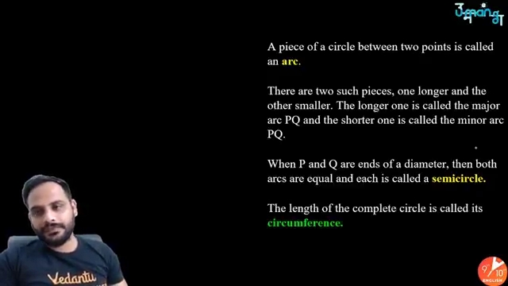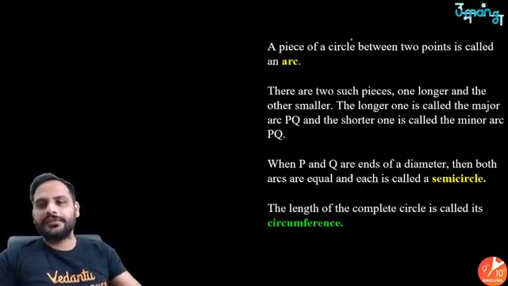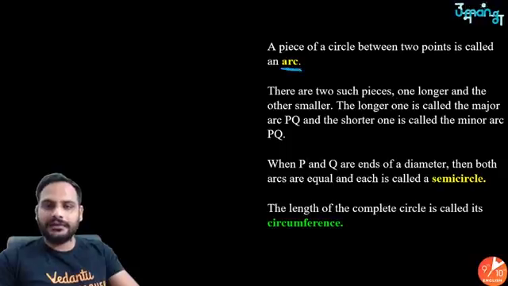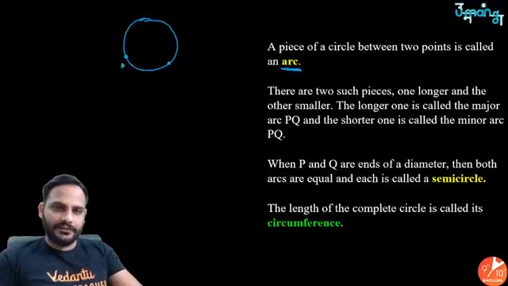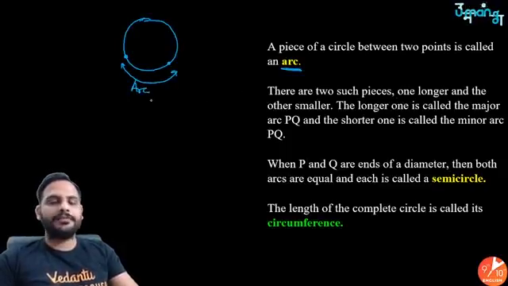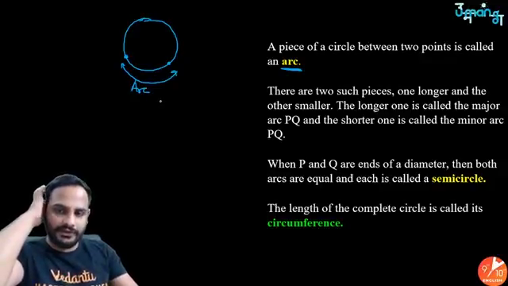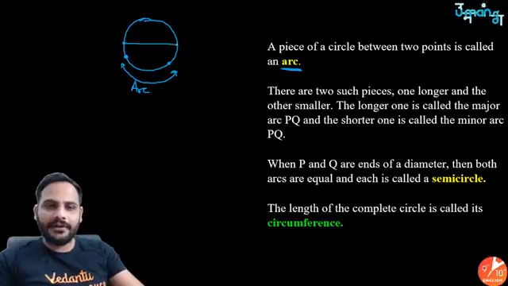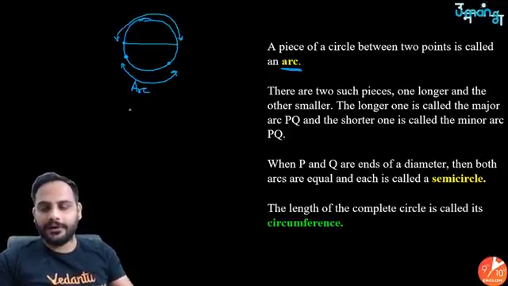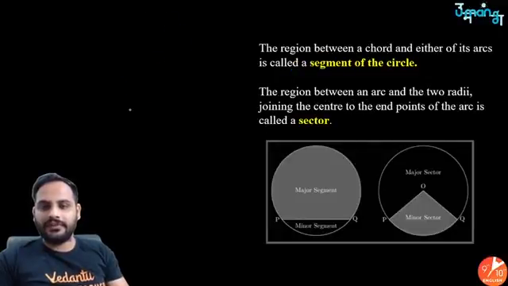Okay, then a piece of a circle between 2 points is called an arc. Suppose we have a circle, and this point and this point I take, then this thing is called an arc. So an arc is part of a circle, part of the circumference. Semicircle means if I divide the circumference into two equal parts, this is called a semicircle. Half part of the circle is called a semicircle.